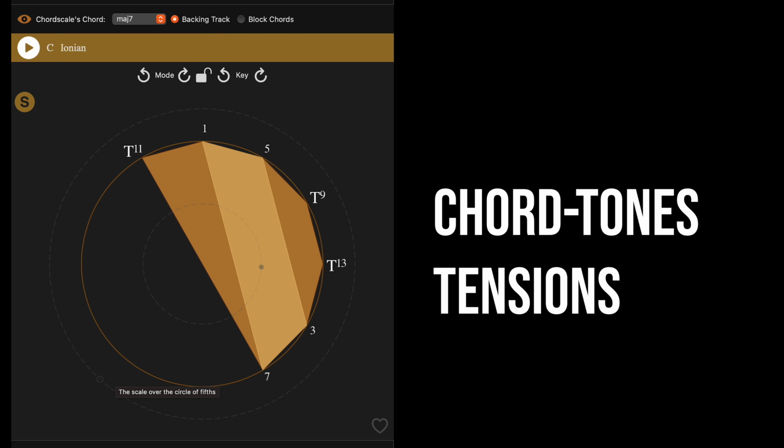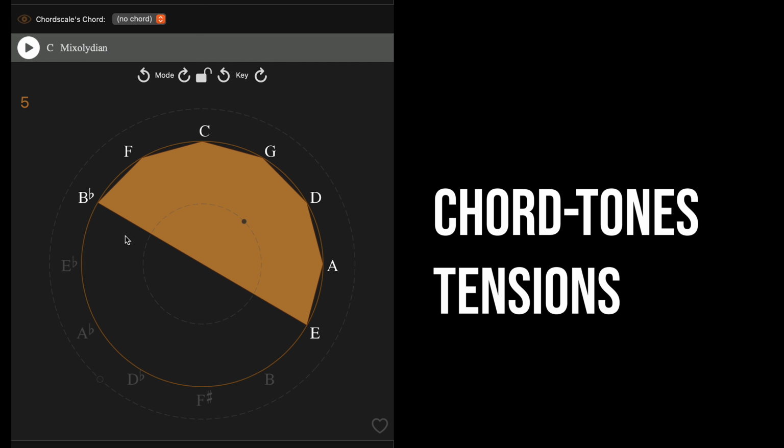If we look at the chord tones versus tensions in the circle, we can see that the major scale paired with a major 7 chord gives us 1, 3, 5, 7 as the chord tones, and 9, 11, and 13 as the tensions. If I pair it with a major 6 chord, then the 6 becomes a chord tone, and the 7th could now be seen as a tension.